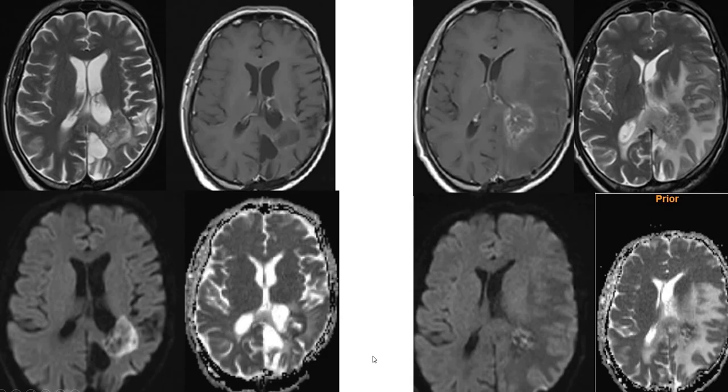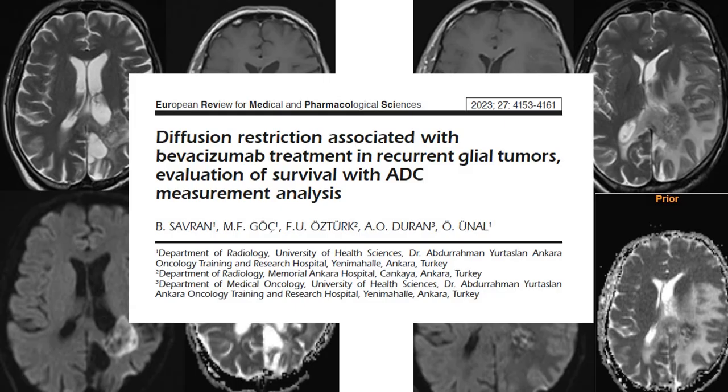The edema was regressed, but the diffusion restriction increased. So what can we say here, is this true progression or pseudo-progression? Why is there a mismatch between the enhancement pattern and the diffusion pattern? If the patient with glioma is under anti-angiogenic drugs, the diffusion can be restricted, and this study clarifies why the diffusion restriction is associated with this drug treatment in the recurrent glial tumor.